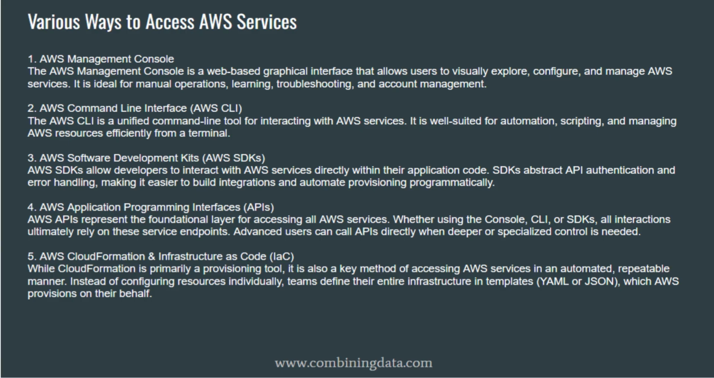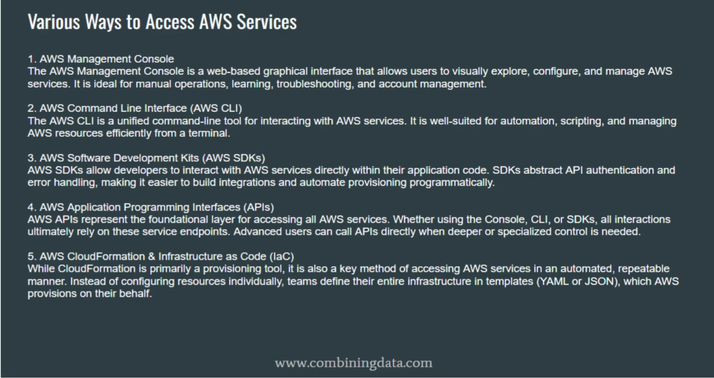Example: a custom monitoring system sends direct API requests to retrieve EC2 instance metadata. Exam tip: if the question mentions low-level access, direct service calls, or custom integrations, the answer is AWS APIs.